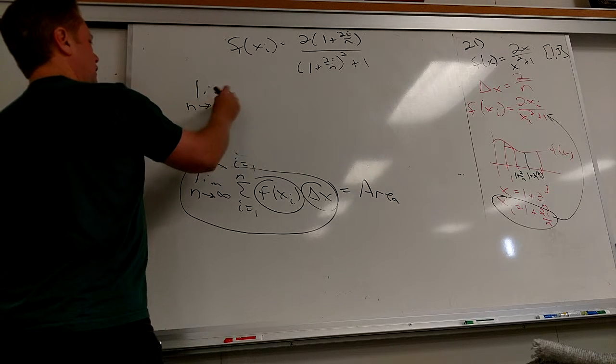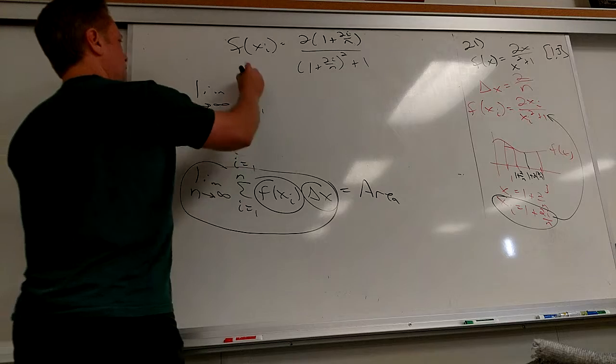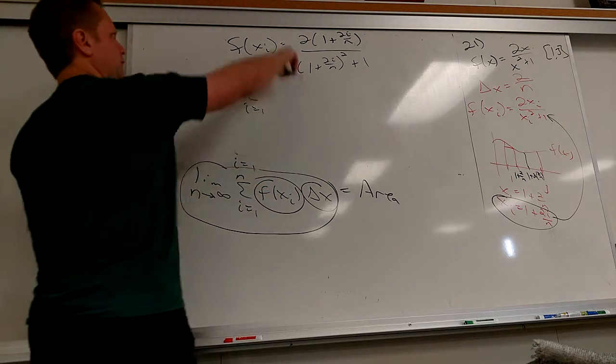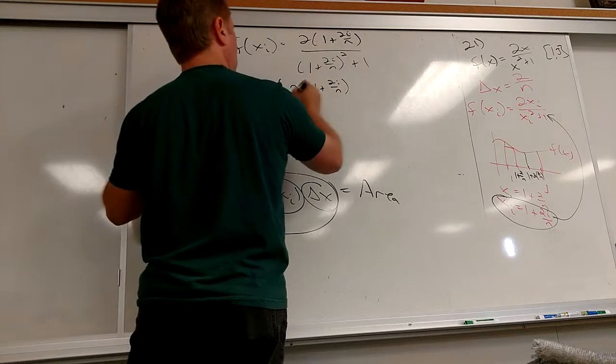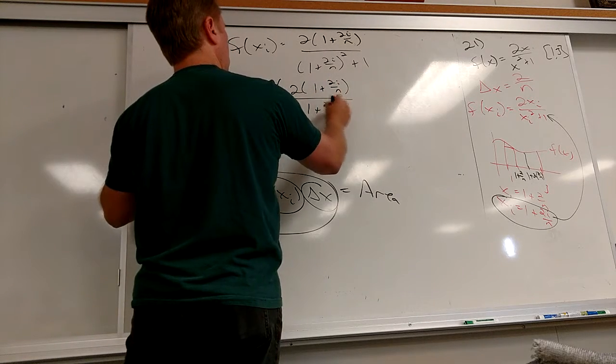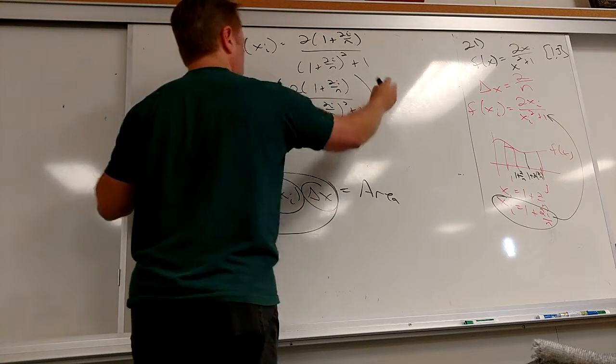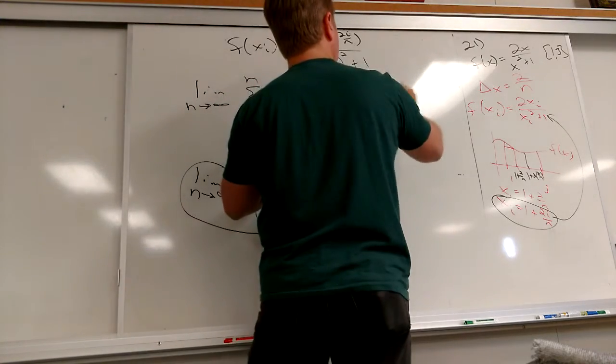Limit as n goes to infinity. Sum i equals 1 to n. f of xi is right here, times delta x, which is this.